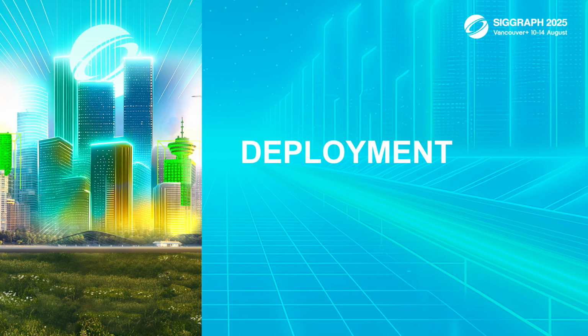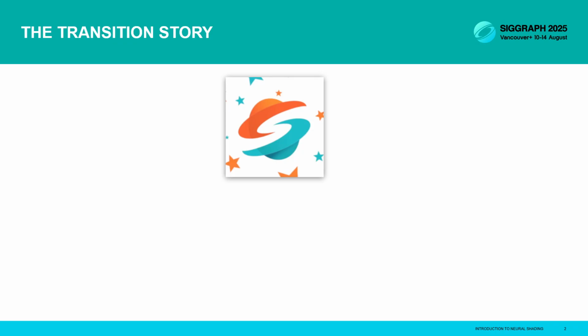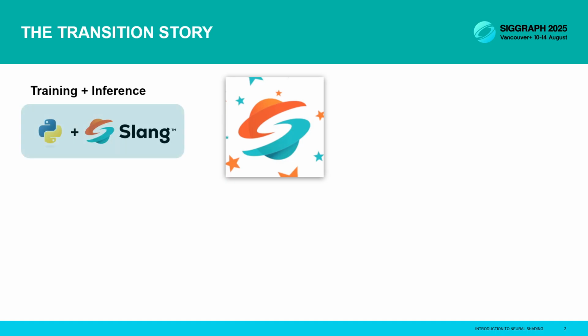Let's talk about neural shading deployment. We begin our transition story with an application that we developed before, where we use Slang and Python for training a neural network to produce this Slang logo picture. We use the SlangPy Python module for the interface between Python, Slang, and graphics APIs.